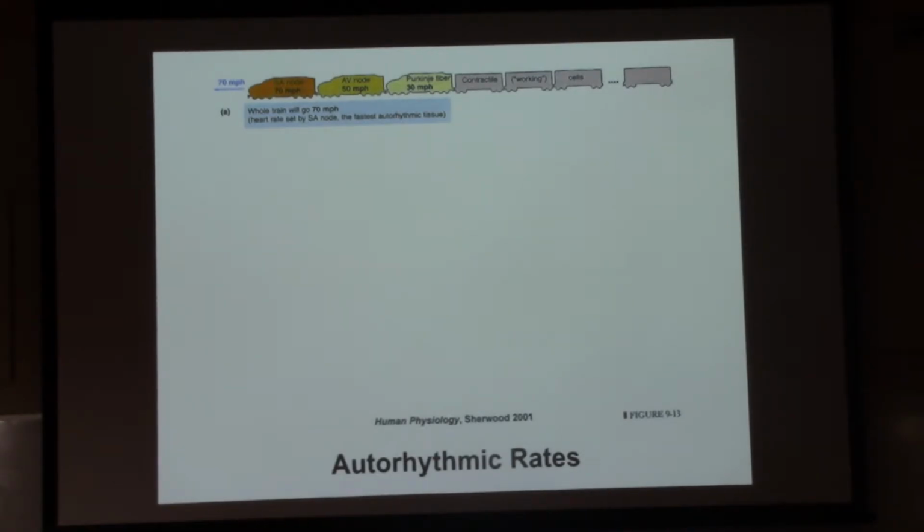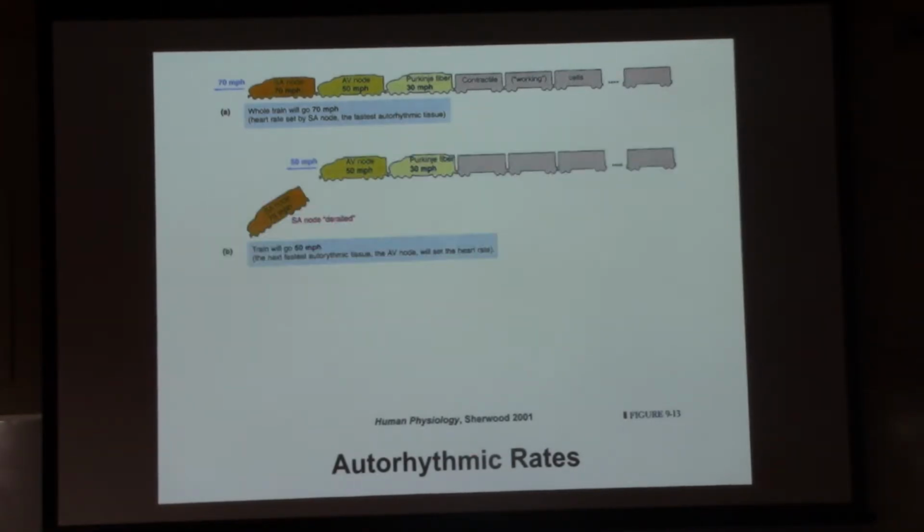All right, so let's say one of those locomotives jumps the track. That would be a nightmare. But let's say it happens. So the SA node gets shut down for some reason. The next highest rate is going to take over, or the next fastest locomotive, in this case the atrioventricular node. So now the heart is beating at 50 beats per minute, or the train's moving at 50 miles an hour. Because the fastest locomotive in this train is at 50 miles an hour, it's pulling everything else at that same rate. It's not going faster because it's no longer connected to the SA node.